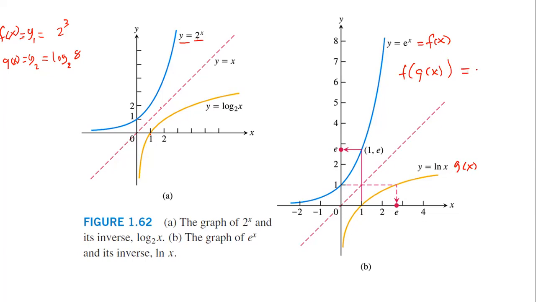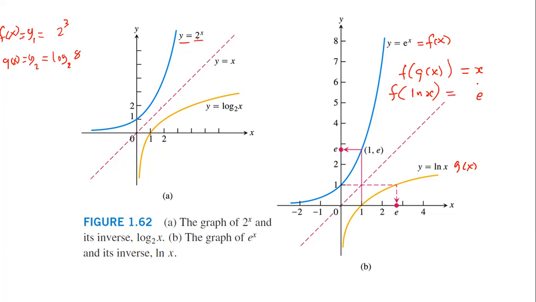Prove that this is equal to what? x. If it's equal to x, then they are inverses of one another, right? Okay. So we have f of g of x. What will g do to its parameter? It will take ln, right? Now what will f do to its parameter? It will take it as the power, right? So this will be what?